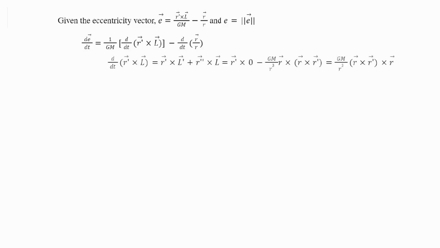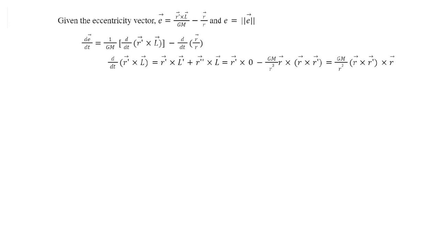In the first term, we can pull out 1 over gm and simply find d/dt of r prime cross L. Using the product rule, we get r prime cross L prime plus r double prime cross L. We know that L prime is the derivative of L, which we proved equals 0, so the first part goes to 0. Then, we know that r double prime equals the acceleration vector, so we substitute the earlier derivation of a vector. We also know that L vector equals r cross r prime, so we substitute that.